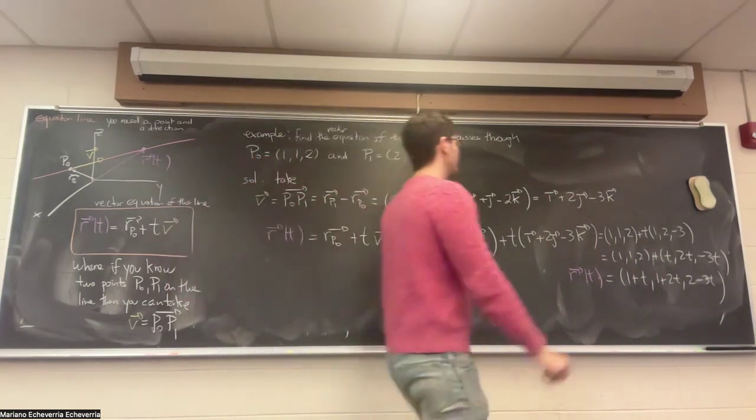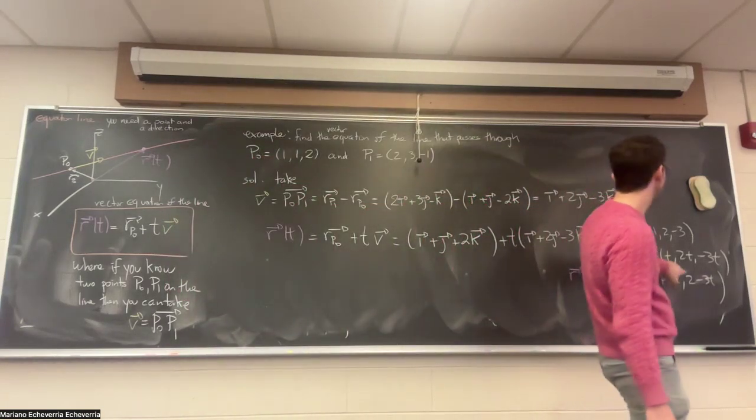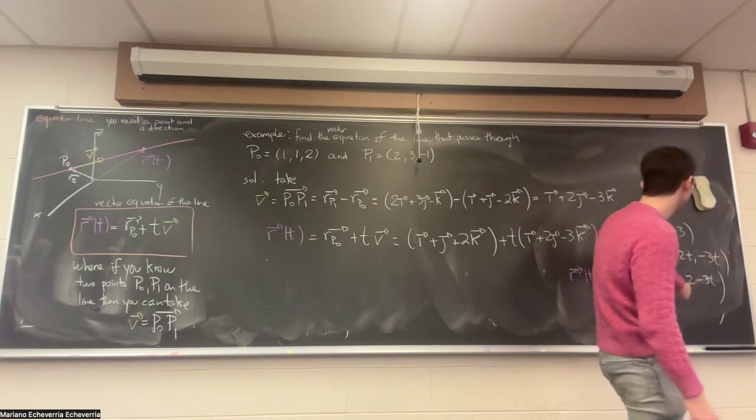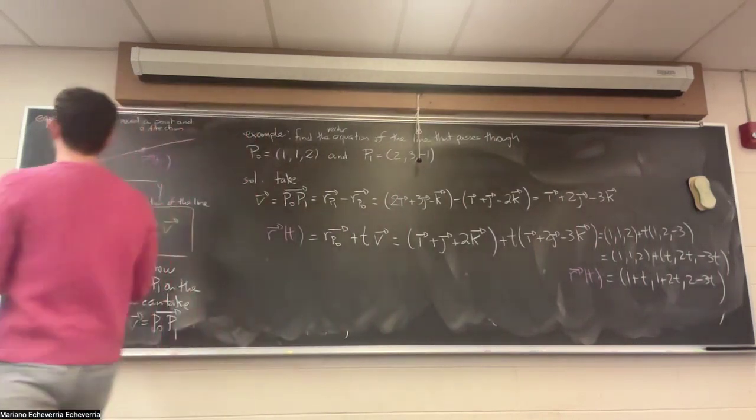So this is telling you the x coordinate as a function of time is 1 plus t, the y coordinate as a function of time is 1 plus 2t, and the z coordinate as a function of time is 2 minus 3t.